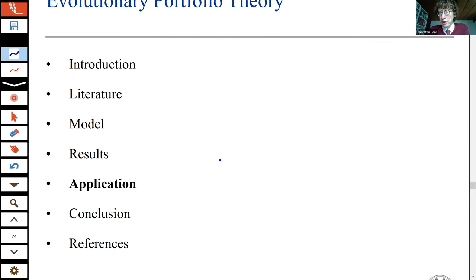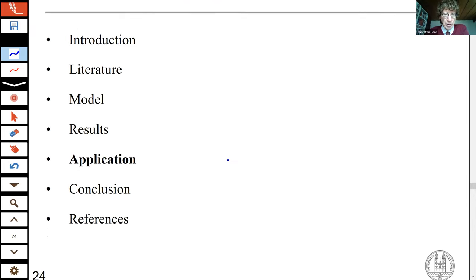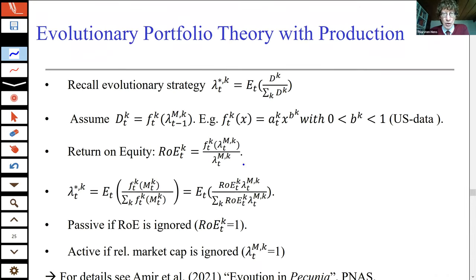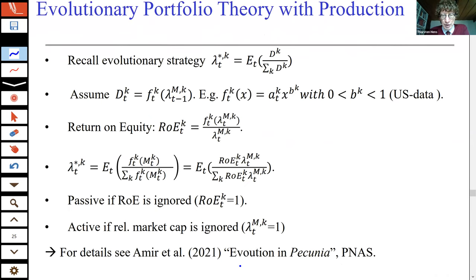Okay, so let's look at an application in the next 5 minutes, and then we still have time for questions. So the recent paper in the Proceedings of the National Academy of Science, as I mentioned before, is now producing the exogenous payoffs, the dividends, by a production function. So this is again a next milestone in the theory.